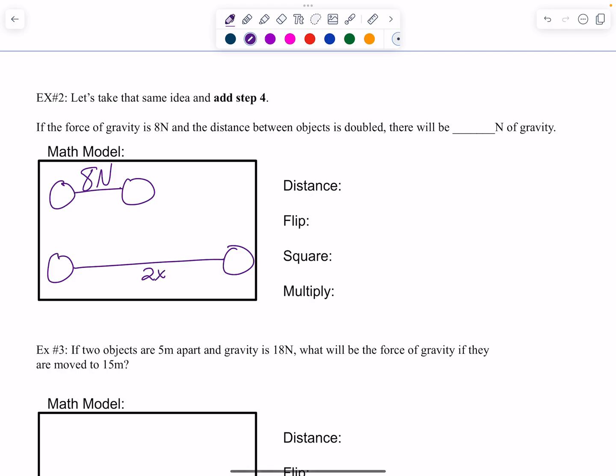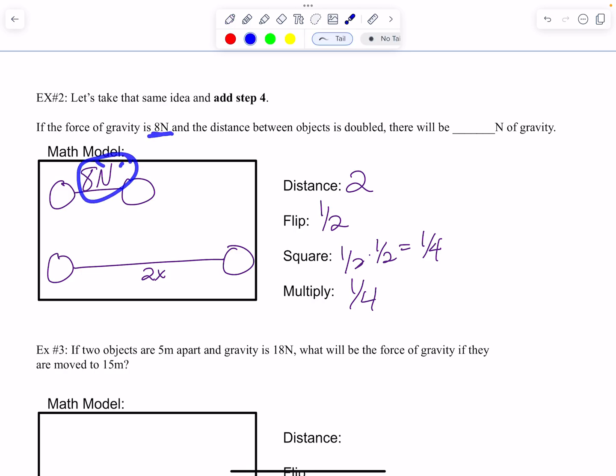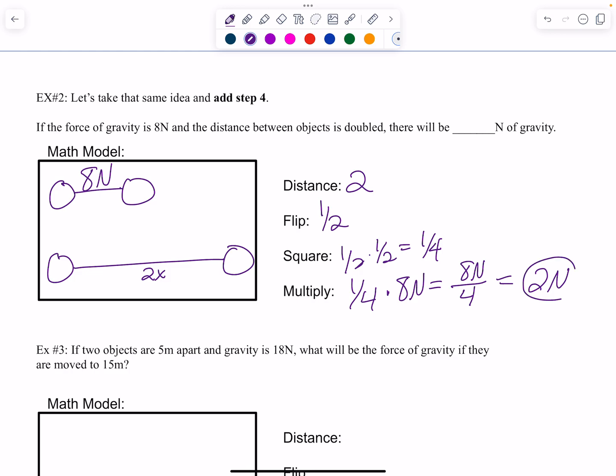Well, that's handy because that's my distance number, right? It's twice as far, so my flip is 1/2. 1/2 times 1/2 is 1/4. That's my square. So then I multiply my 1/4 by the original force of gravity, that's my original force of gravity from the problem. So I'm going to take 1/4 times 8n, which is the same as saying 8n over 4. If I simplify that down, I get 2n.